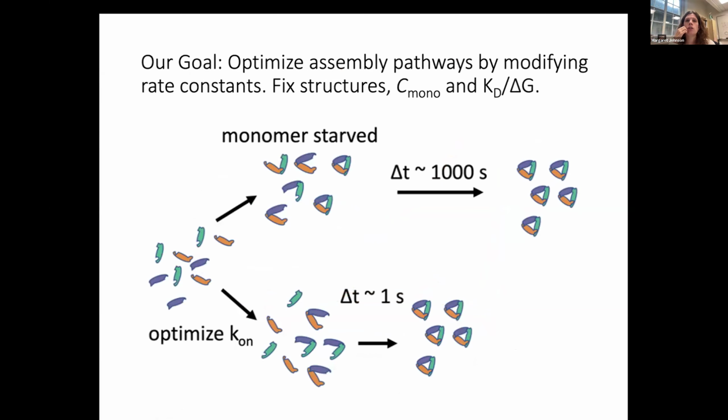Our goal was to optimize these assembly pathways by modifying rate constants. So we're going to keep the structure of the assembly untouched. The concentration is not going to change, and neither is the free energy. So the equilibrium we're going to reach is identical. We're just going to try to mess around with the timescales to get there faster, much faster.